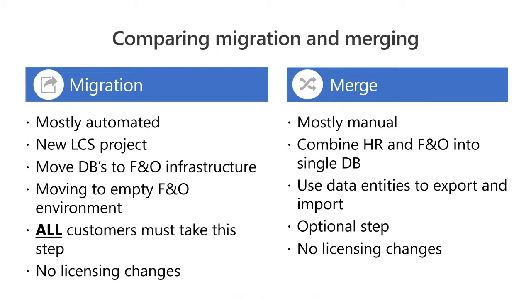In both cases, one common process will be to lift and shift the existing standalone Human Resources application infrastructure to Finance and Operations. By executing this process, you will create a new LCS project, which I will show you in a demo momentarily. This will be mostly automated, where your database, blob storage, and other infrastructure will move to the new infrastructure through backend processes. This is a mandatory step for customers when they are doing migration.